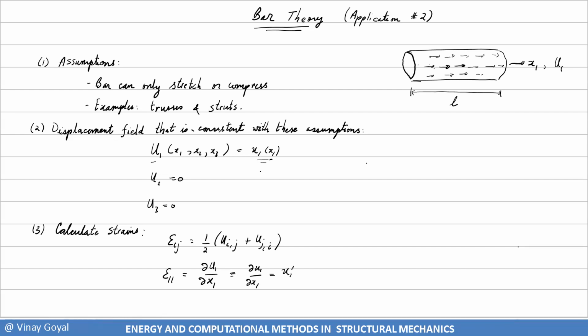But if you continue, you'll find that epsilon 2 is 0. You'll find epsilon 3 is 0. You'll find that all the other strains are 0. So even the shear strains are 0. So in this theory, you'll find shear strains epsilon 1 2, epsilon 1 3, epsilon 2 3 are 0, if you make these assumptions for this theory. Very good. We make good progress. So that's how you'll go about that.